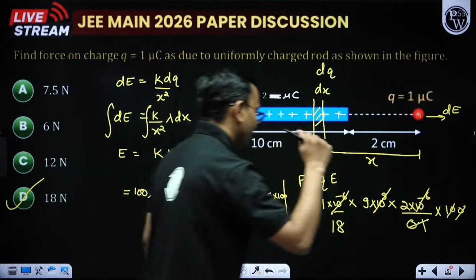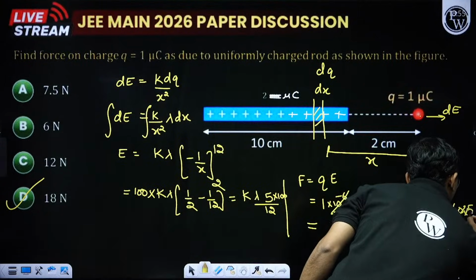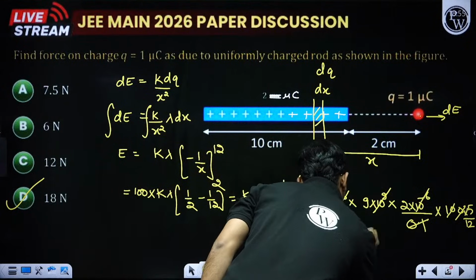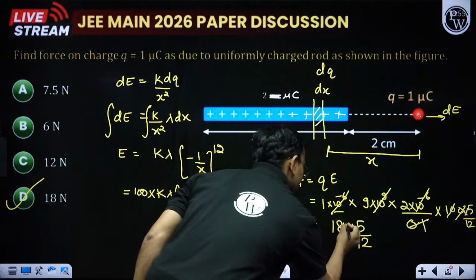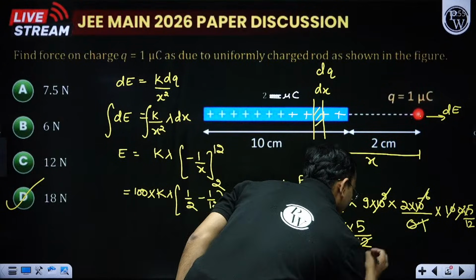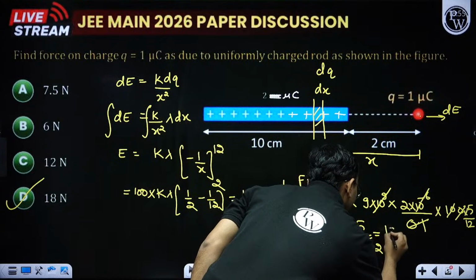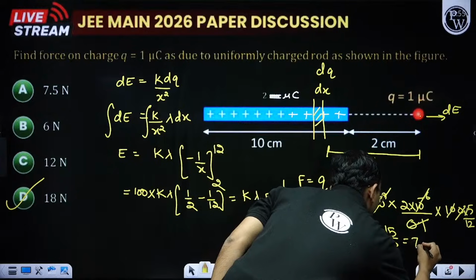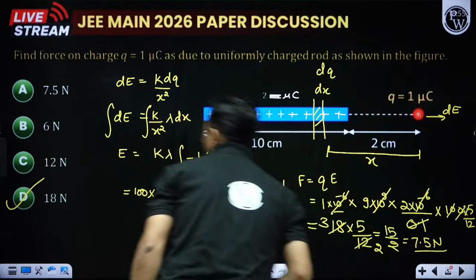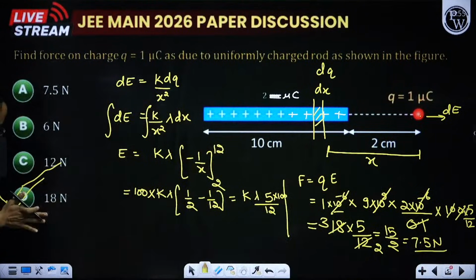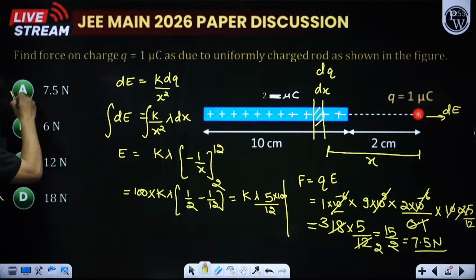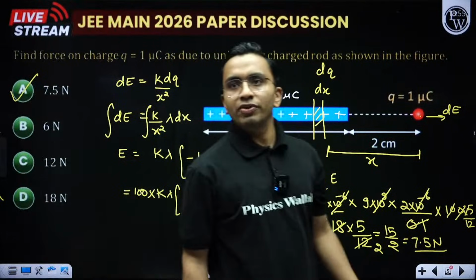I missed 5 by 12. So 6 into 3, 6 into 2. This is 15 by 2, which is 7.5 Newton. Let us correct it. This is 7.5.